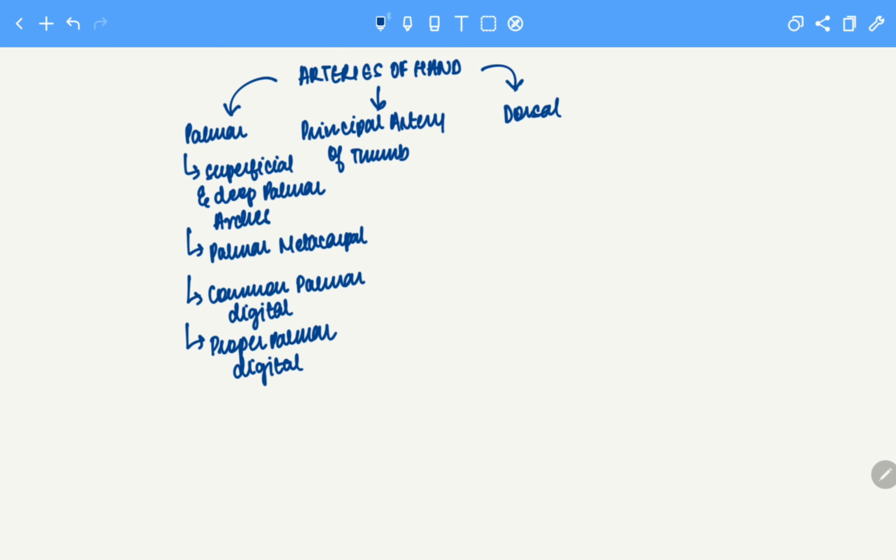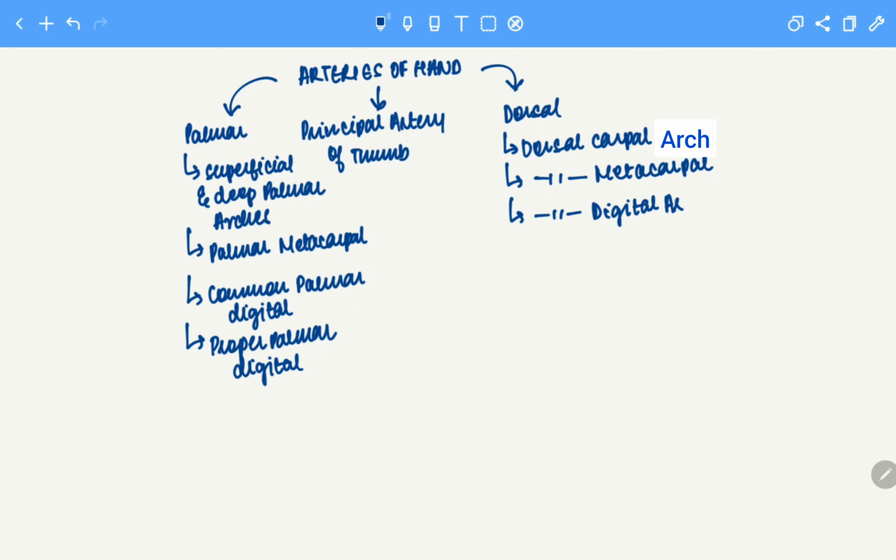Whereas the dorsal arteries of the hand can be classified into dorsal carpal arch, dorsal metacarpal arteries, and dorsal digital arteries. Finally, we have the principal artery of the thumb, which is an artery that supplies the thumb. Let's look at the palmar arteries first.